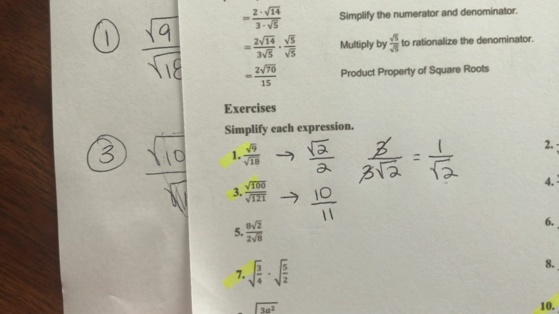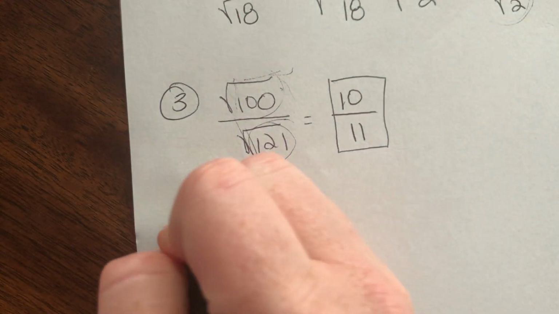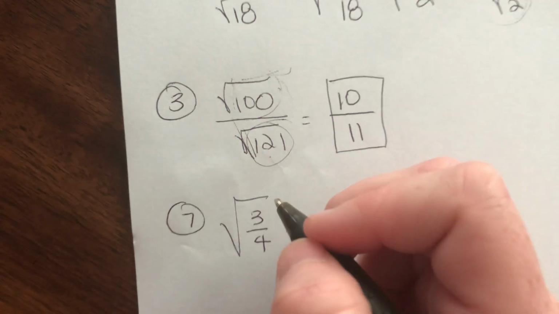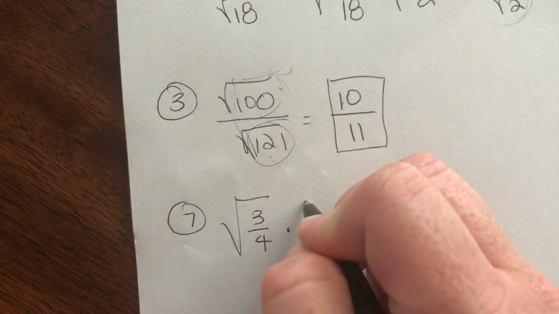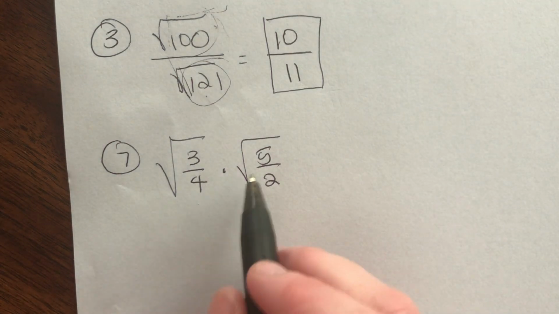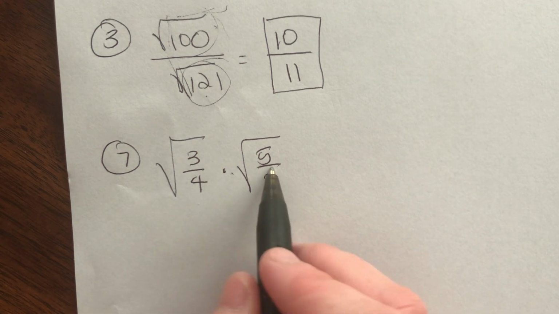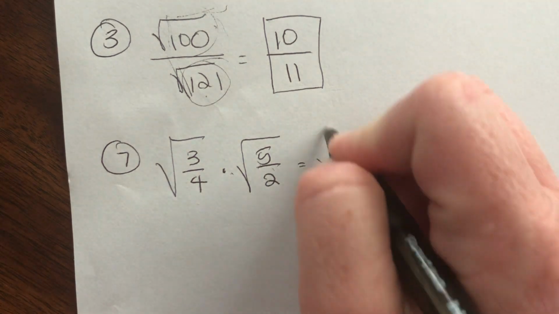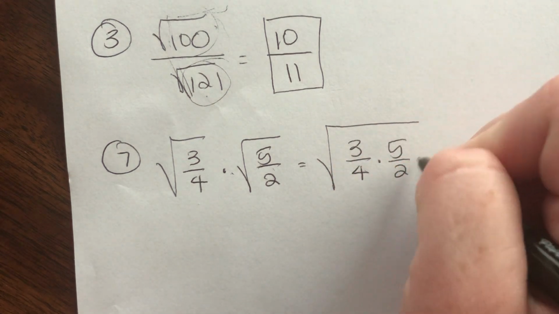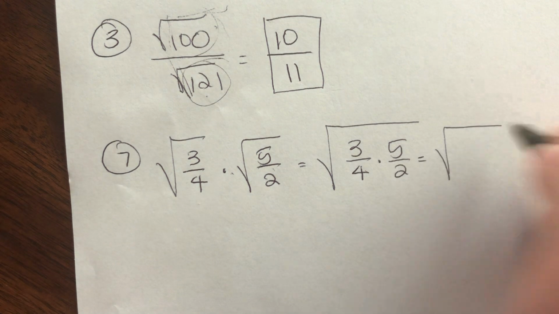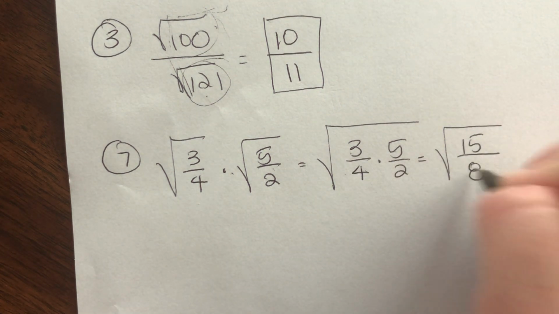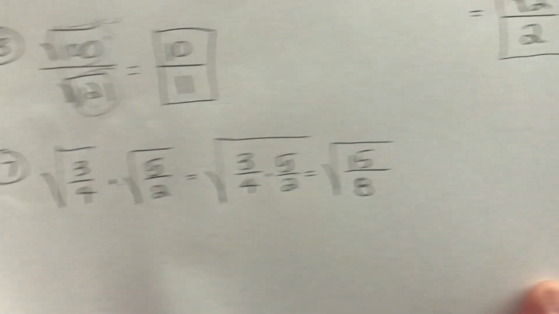Okay, next one, number 7. Okay, now we get into the interesting stuff. All right, so we've got 3 over 4 under the radical times 5 over 2 under a radical. Okay, now remember, when we're multiplying under 2 different radical signs, we can combine them under the same radical. Okay, so we've got 3/4 times 5 over 2. So under one radical, I'm going to have 5 times 3 is 15. 2 times 4 is 8, right? So that's what I got so far.